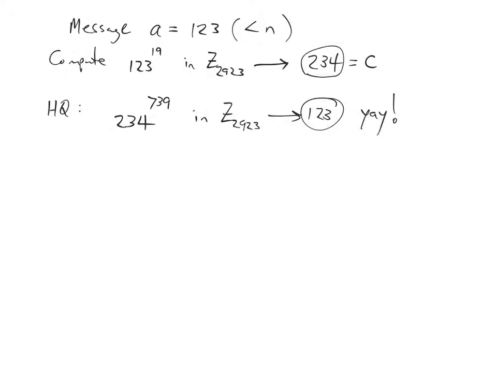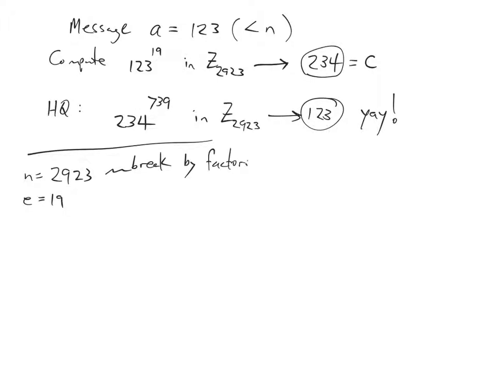And again, if you just handed someone in public N equals 2923 and E equals 19, they could break it by factoring. But as far as anyone on our human planet knows, that would take too long. Of course, it would not take any time hardly at all to factor this, but for a real situation, it could take until the sun goes supernova, if N is like 300 or 1,000 digits or whatever it takes to beat the computing technology of the time.